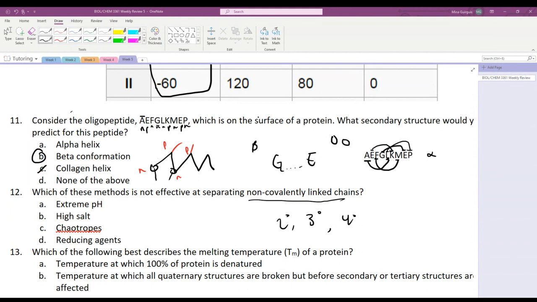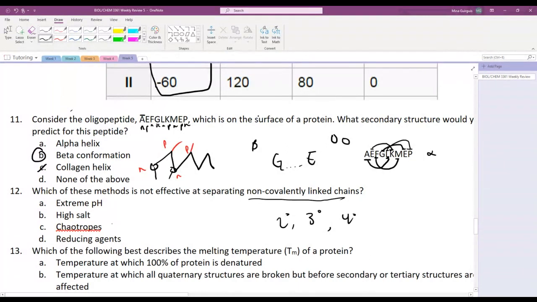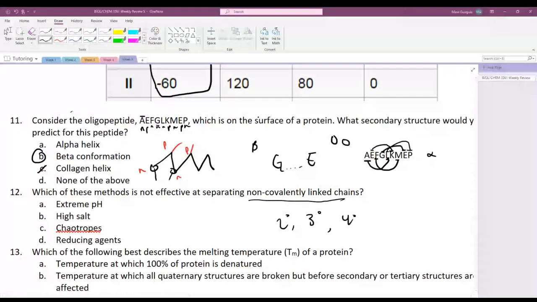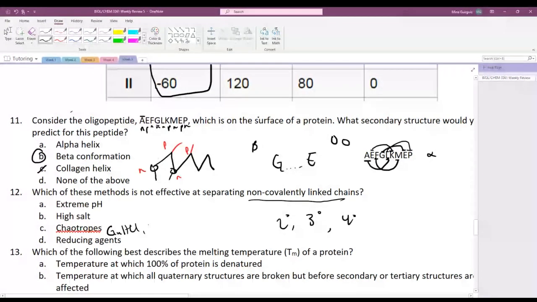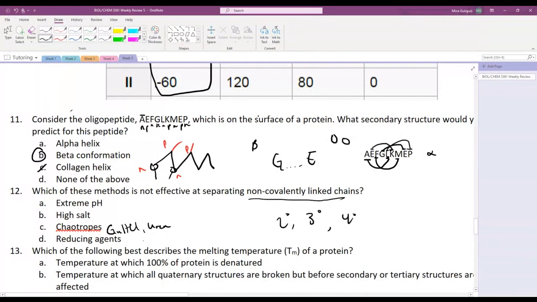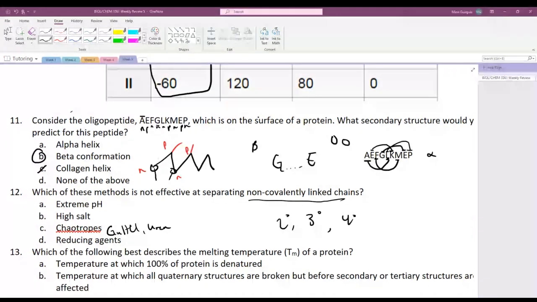So just a reminder, chaotropes would be something like guanidinium chloride, GuHCl. I can't pronounce that, I apologize. It would be stuff like urea, stuff like that. Okay. So, not seeing anything in the chat. That's all right. I'll just go ahead and give it.